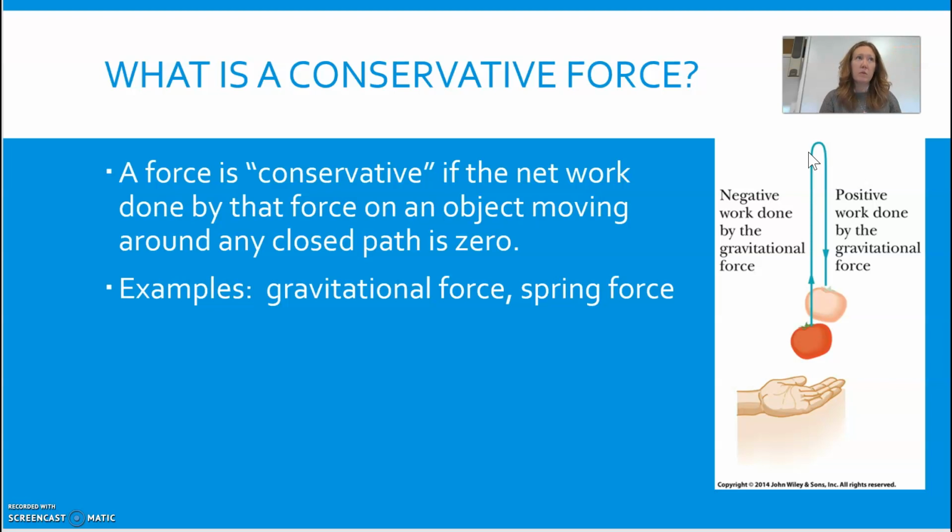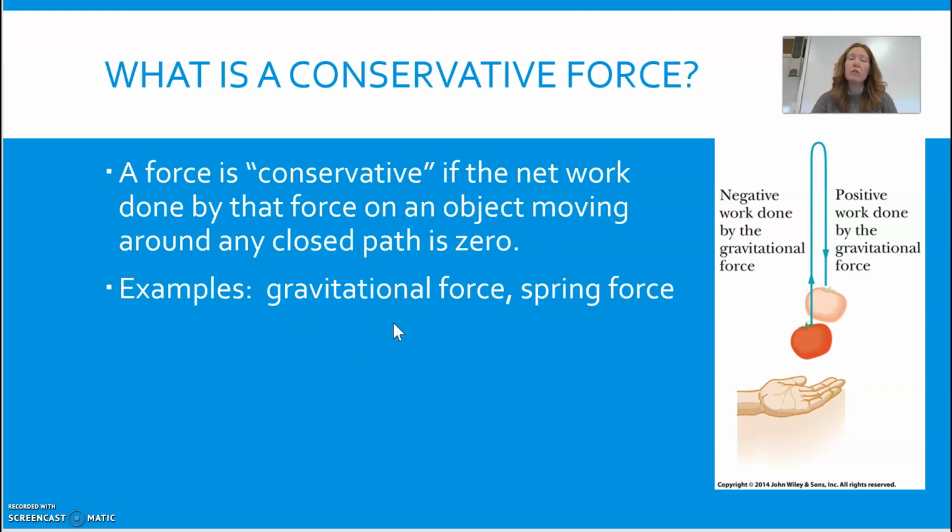Or another way to think of it was the tomato had kinetic energy at first, but then it stopped right here, so it lost its kinetic energy. And then on the way back down, gravity sped up the tomato, and so it added to the kinetic energy of the tomato, added energy to it. So it did positive work to it. So then the net work would be 0. So it took away kinetic energy and then it added it back again. So that works for gravitational force.